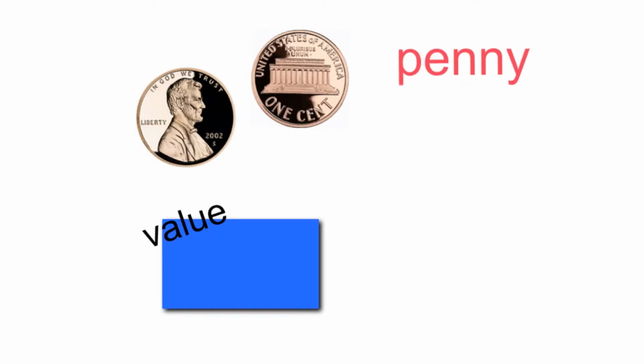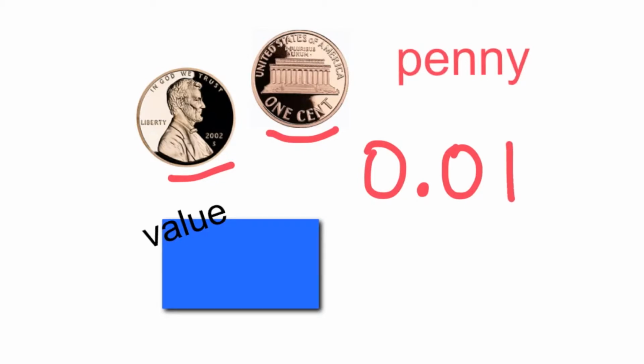Let's go over the penny. So this is the front of the penny, and this is the back of the penny. The way you write it is like this: $0.01. And the value means how much it is. Well, the value of it is simply 1 cent. That's exactly how much it is. No more, no less.